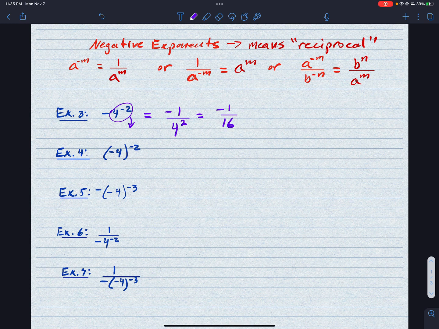Now notice the difference between that and the next problem. Again, the answer here is negative 1 over 16.